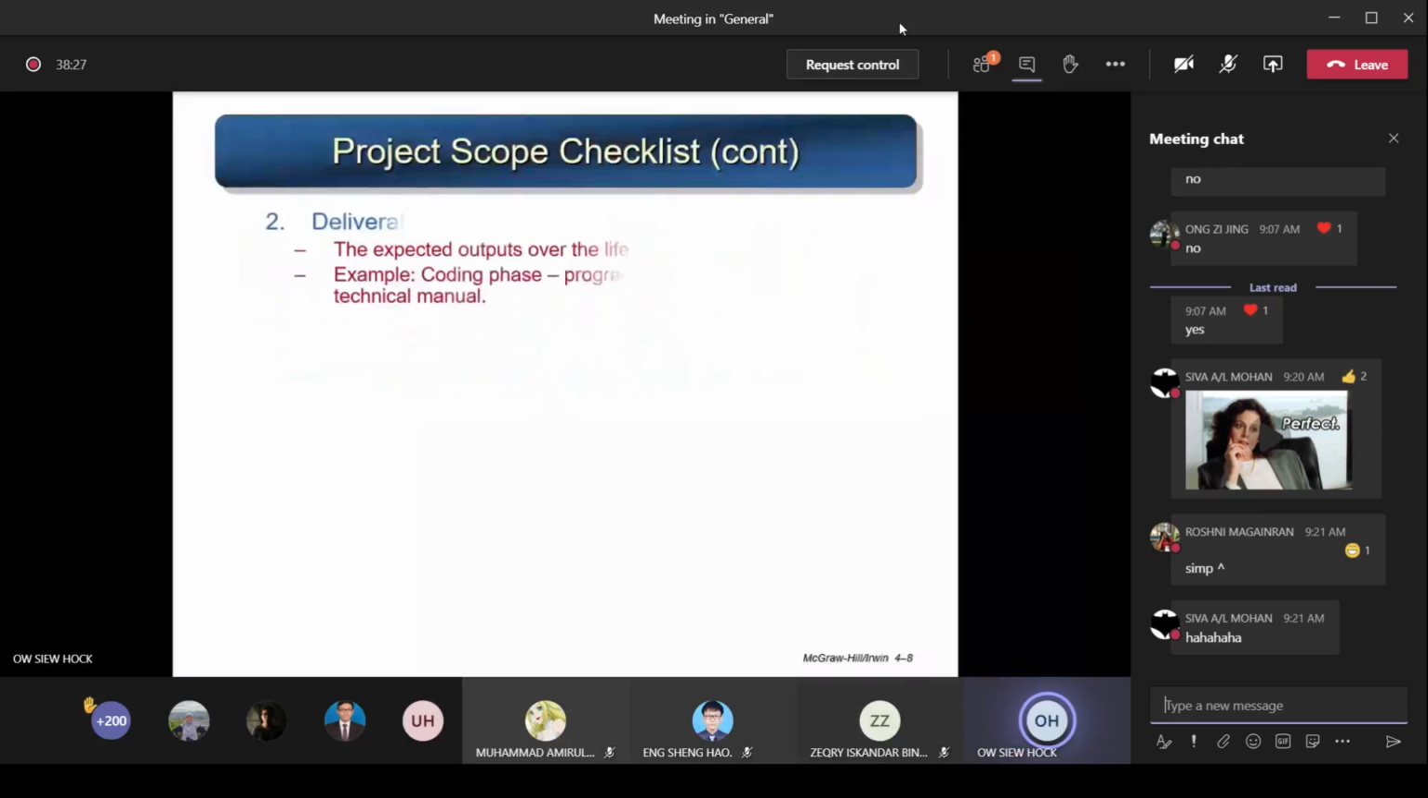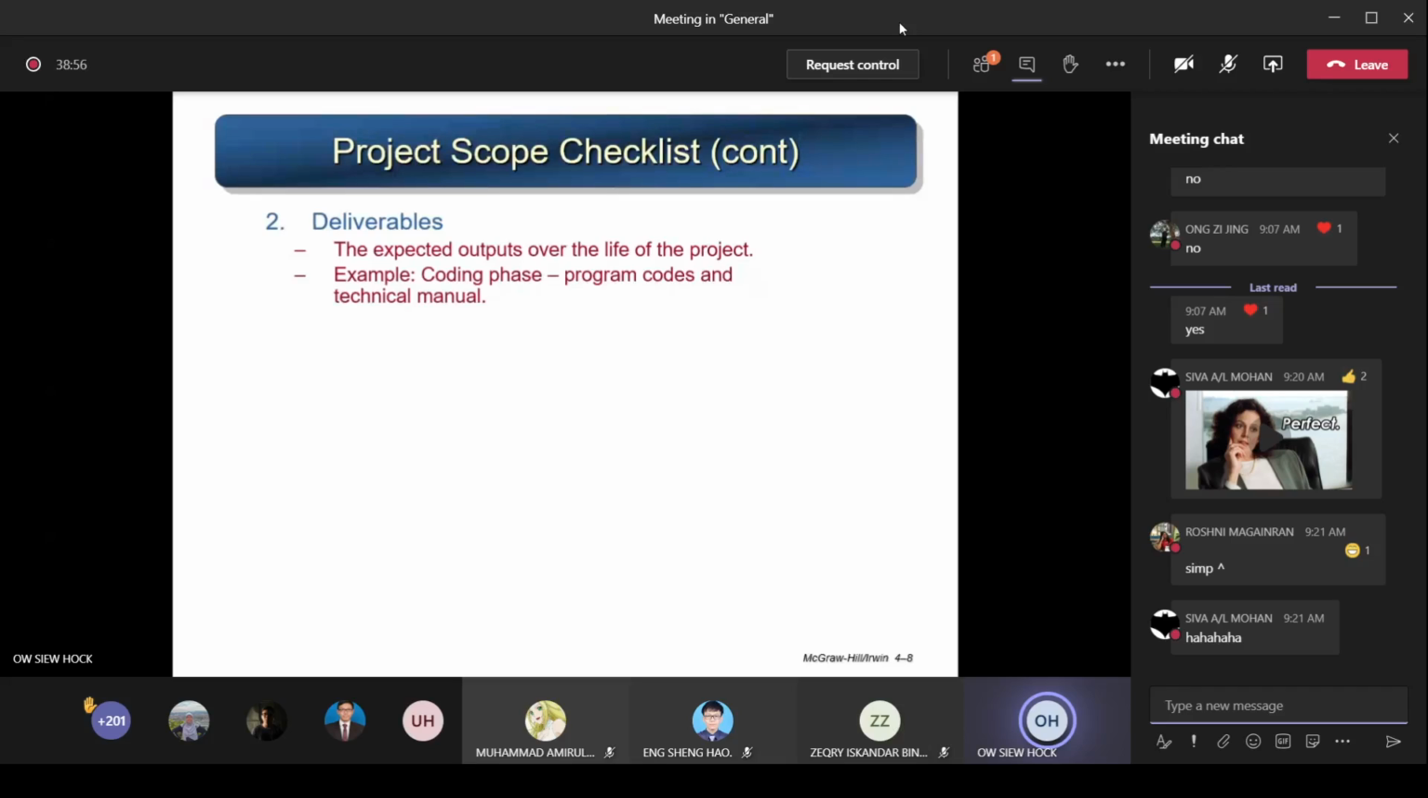Okay, so the next step, number 2, for this scope checklist will be deliverables. Okay, what are you going to deliver to the customer or the end users? So these are the expected outputs over the life of the project. So the life of the project is the duration. So throughout from the starting until the ending, there are many different phases. So for each phase you have to define what your deliverables are. So what you're going to deliver at the end of each phase. So this is one example here.